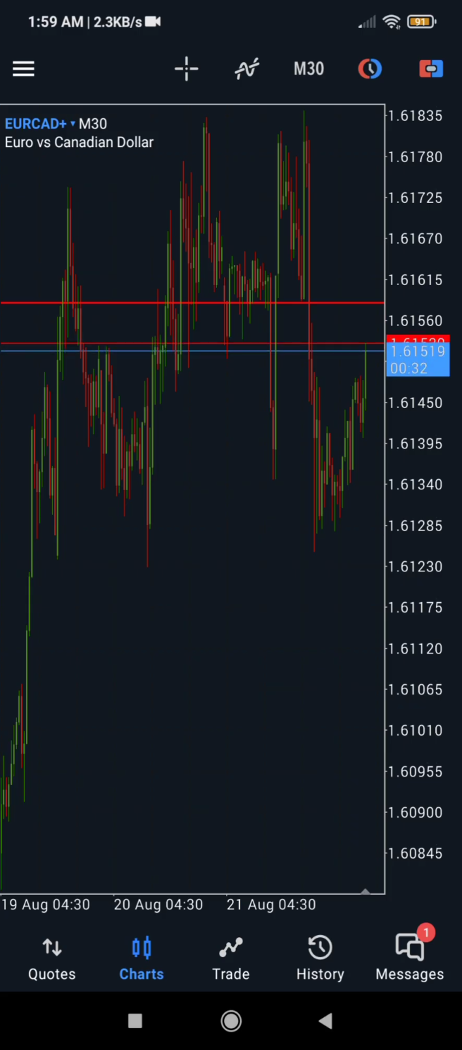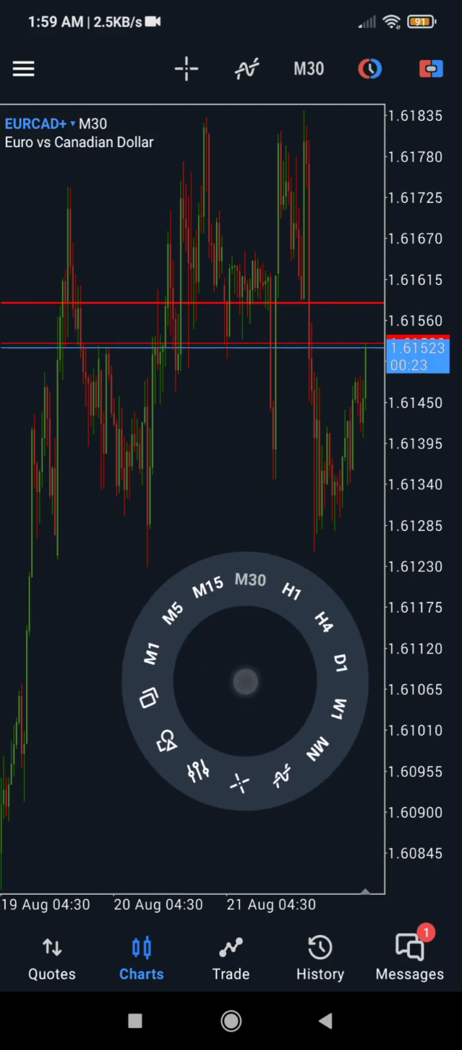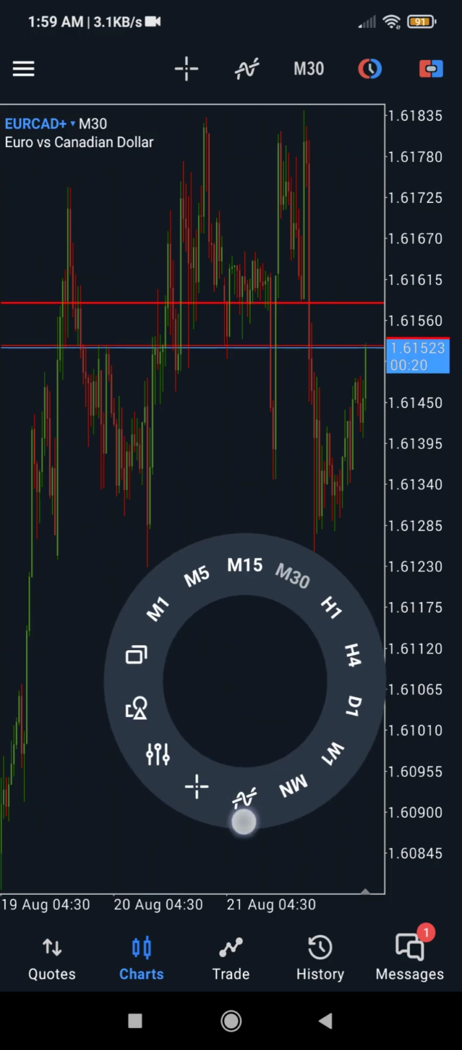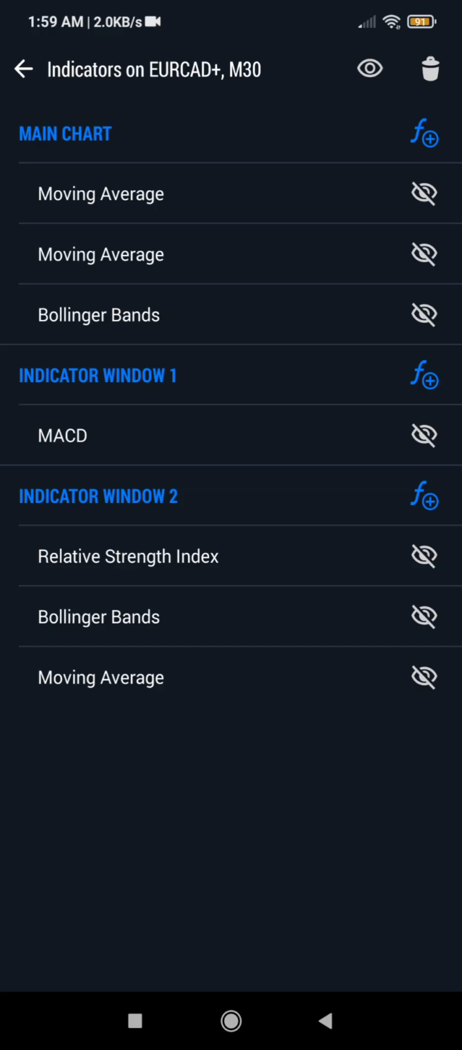So I am on my MT5 chart now. When you log in, you are going to locate your charts here. Tap on your screen and click this particular button or symbol. Now we are going to add the MACD to our indicator window. There is a difference between the main chart and the indicator window. The indicator window is found below the main chart. So we are going to select the indicator window.